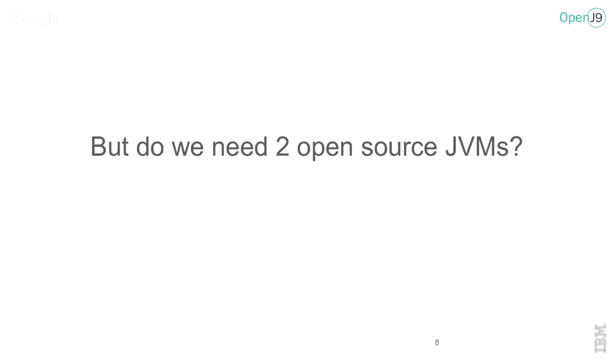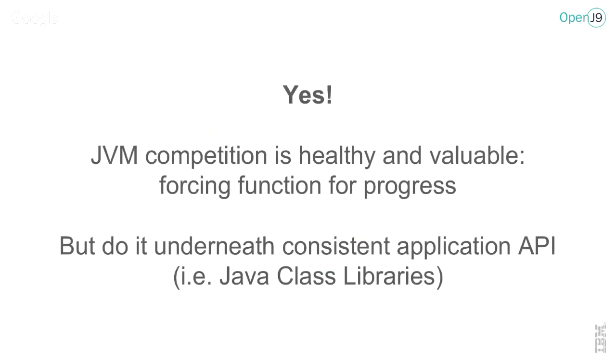Now you're probably saying, but OpenJDK already has a JVM. Why do we need a second one? Is it really required to have multiple open source JVMs? And my answer to this, of course, is yes, partly because I'm involved in OpenJ9, and so I'd like to see as many people be able to take it and use it as possible. But also because competition is healthy.